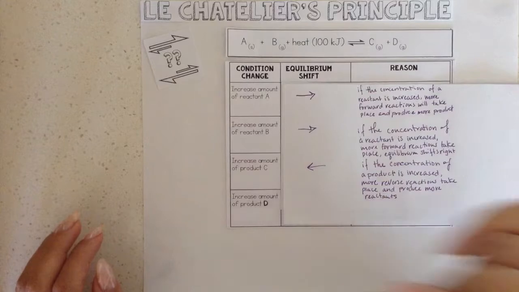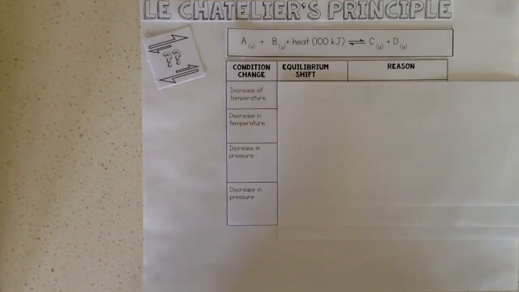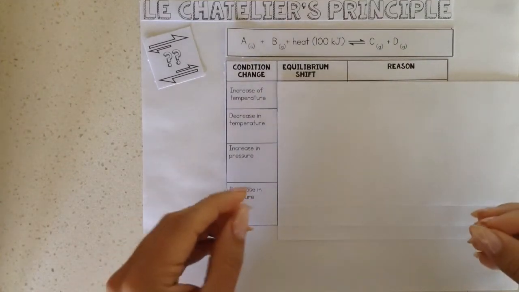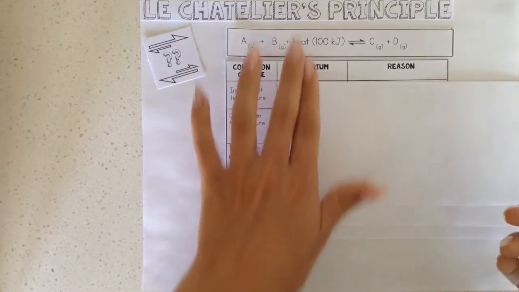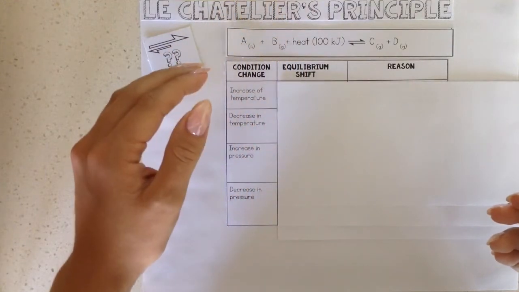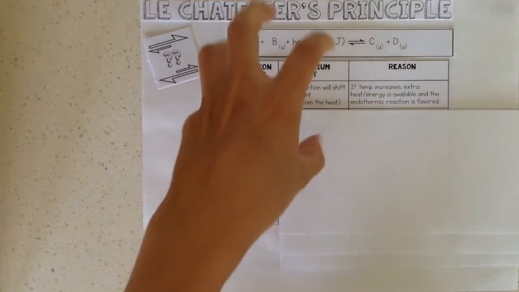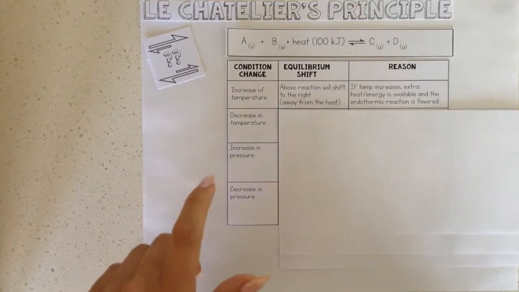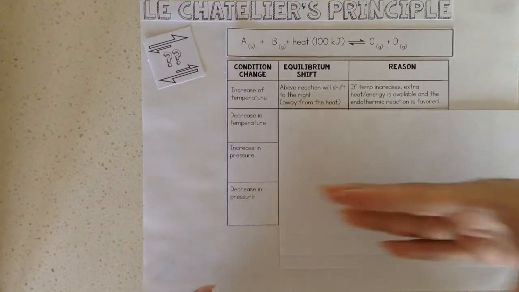If the temperature is increased, for this specific reaction that we have here, heat is a reactant. So if we increase the temperature, we're increasing the amount of heat. That's just like if we were increasing a reactant. So equilibrium is going to shift to the right. If we decrease the temperature, so if we're removing heat, well, now the reaction will shift to the left, towards the heat. More heat is needed, and the endothermic reaction is not favored, so we'll have the reverse reaction happen.